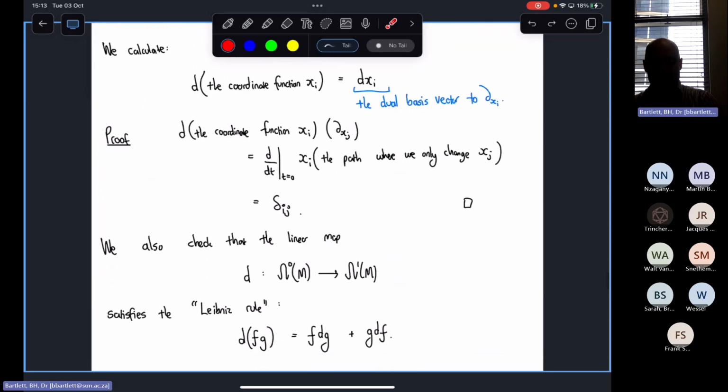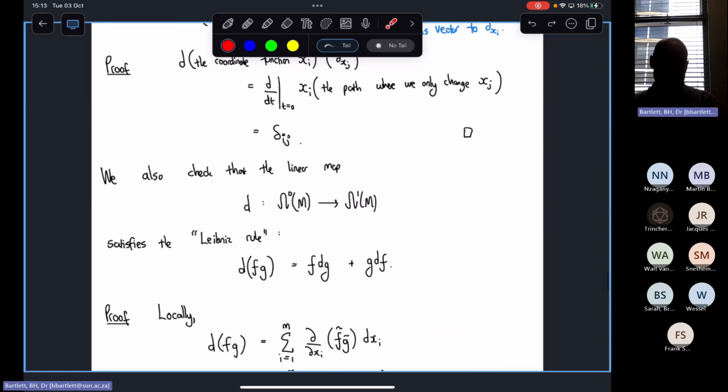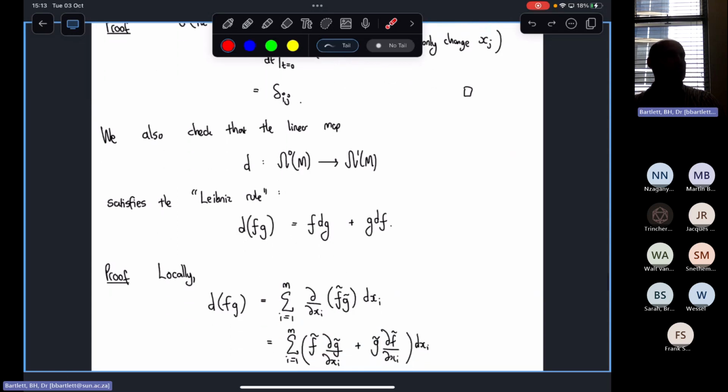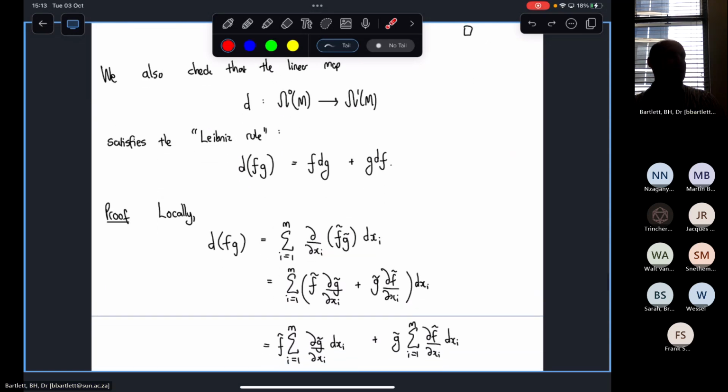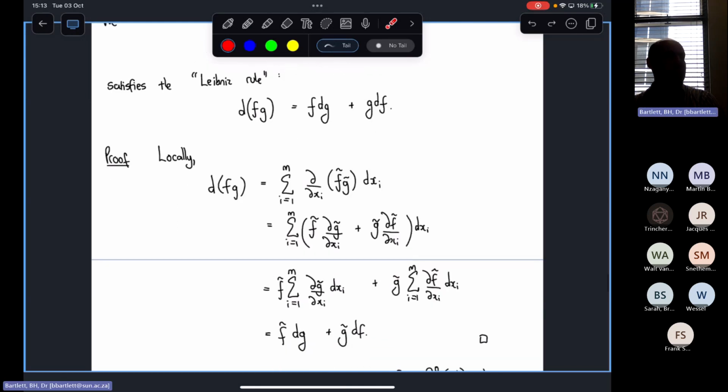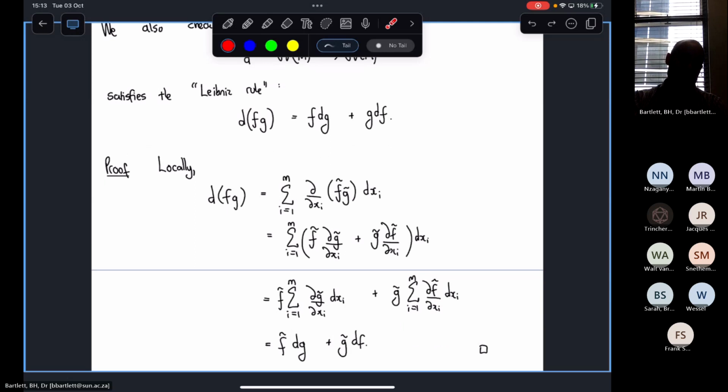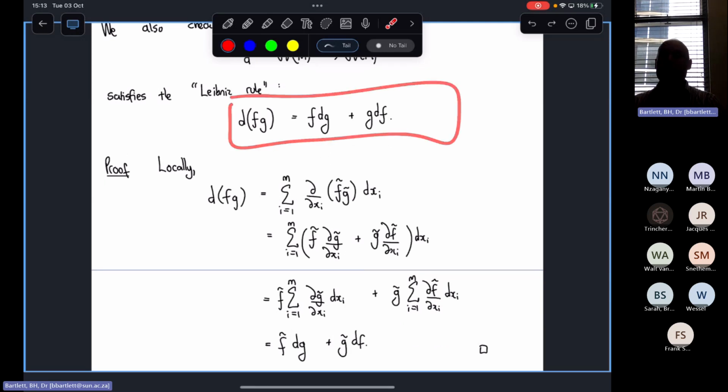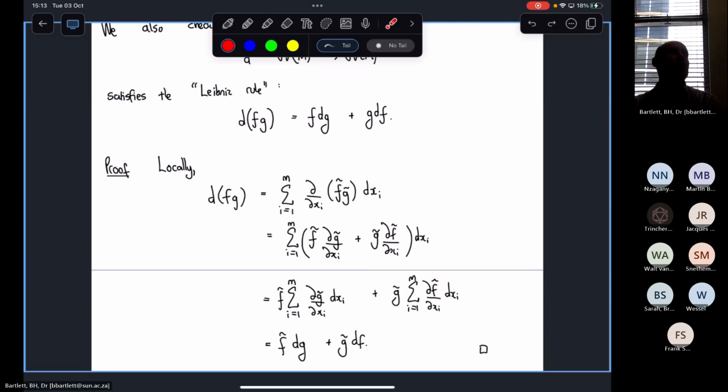So I do that now to f times g, so it's equal to this. And then I can use the ordinary product rule from ordinary calculus. And that is separating the sum, writing it like this. And that's then by definition this. So in other words, this is nothing other than just the ordinary product rule, repackaged.